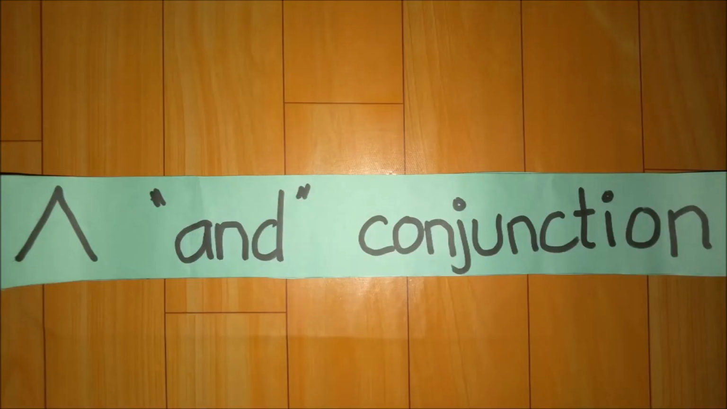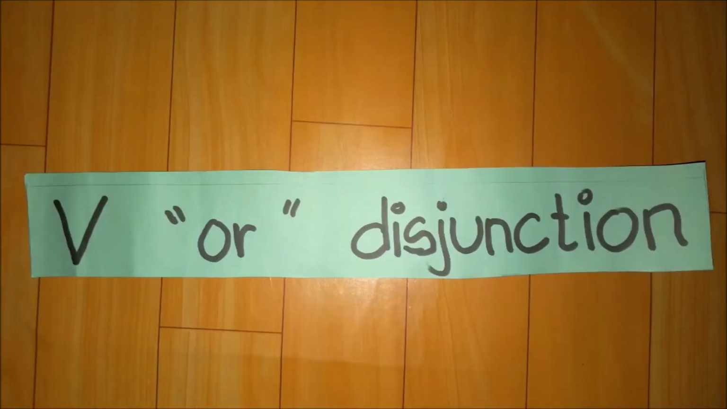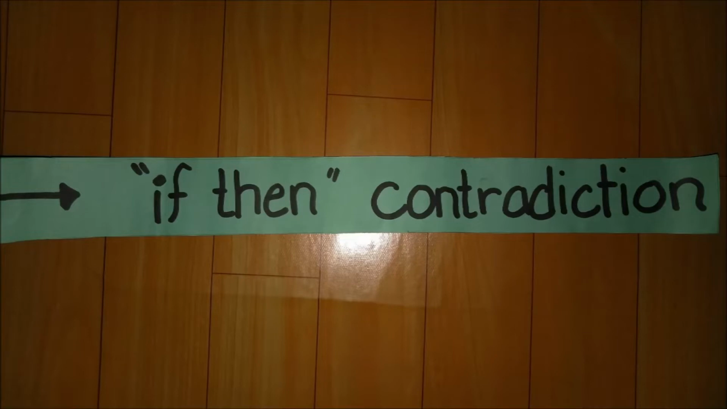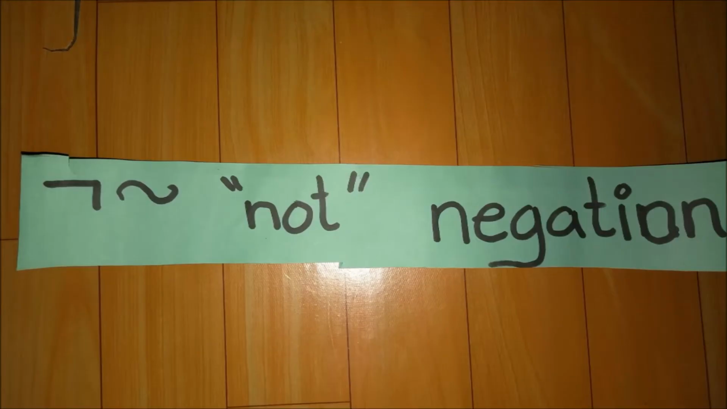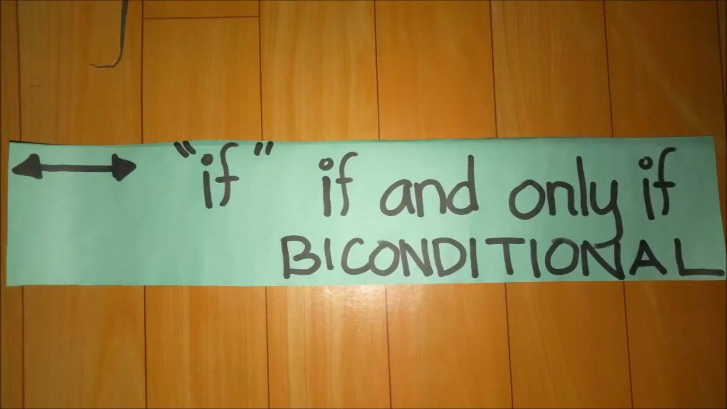This is AND, or conjunction. It can only be true when both P and Q are true. This is OR, or disjunction, and can only be true if either P or Q is true. If-then, or conditional, is false when true implies false. Not, or negation, is the opposite of the truth value of P. If and only if, or biconditional, can only be true when both P and Q are true or both false.